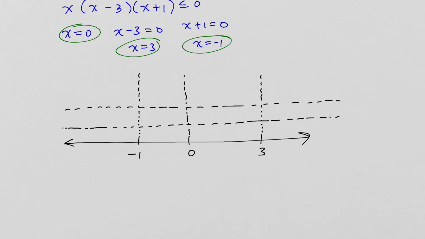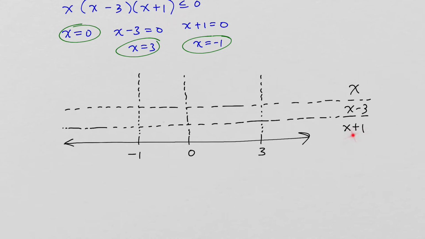So first we'll look at the factor x. So that will be represented here. Then we will look at the factor x minus 3, which is here. And lastly, we will look at the factor x plus 1. And inside of all these little boxes here, we're going to put a plus or a minus sign to indicate whether that factor is positive or negative on that particular interval.